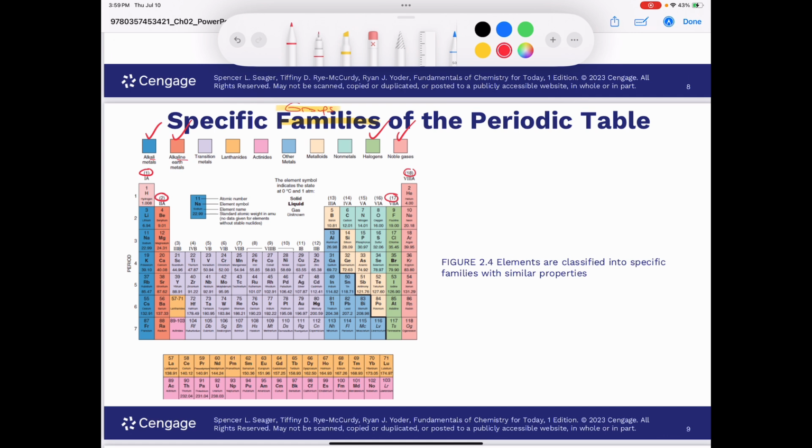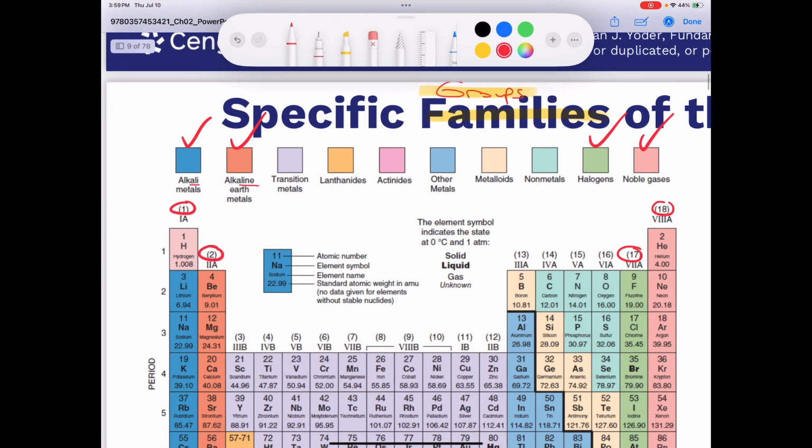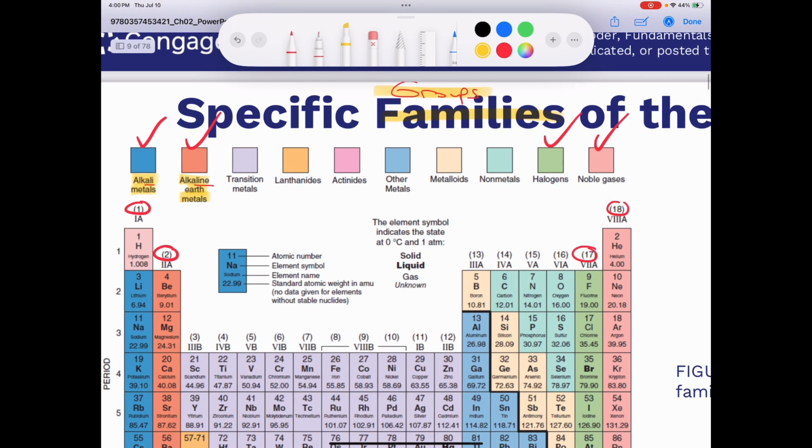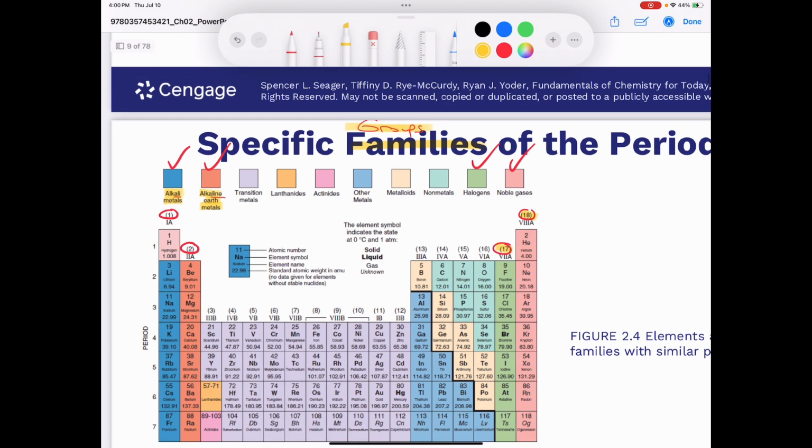Trust me, Mr. Dion knows about the other groups, like the coinage metals, the chalcogens, the pnictogens, okay? But the only ones that you need to know for this class, again, are the alkali metals and alkaline earth metals, groups 1 and 2, respectively. Halogens, group 17, and group 18 is the noble gases.